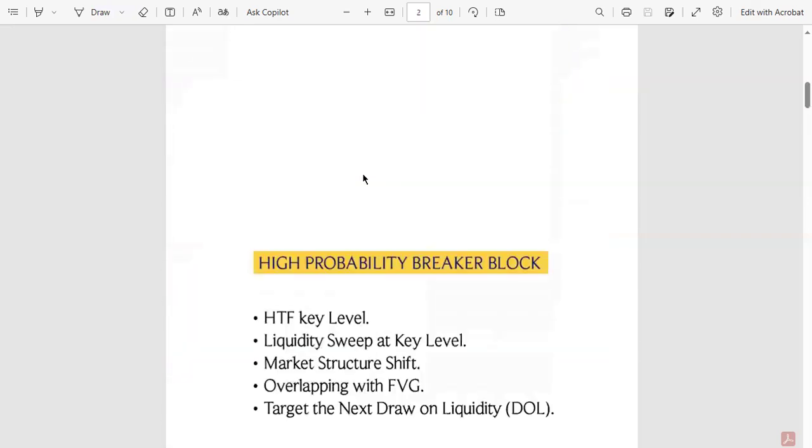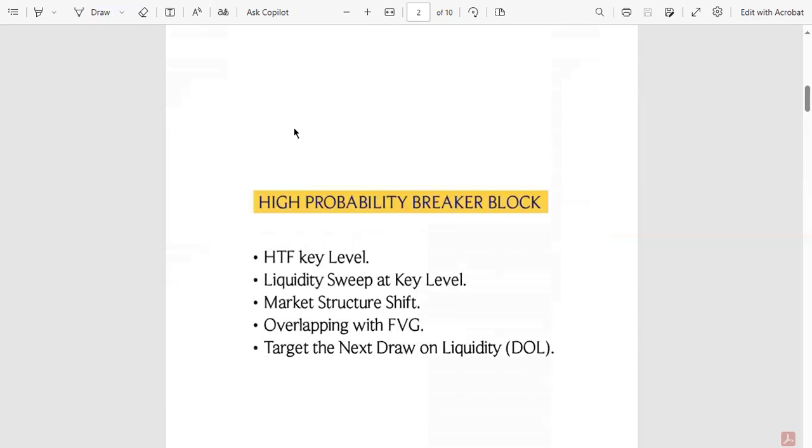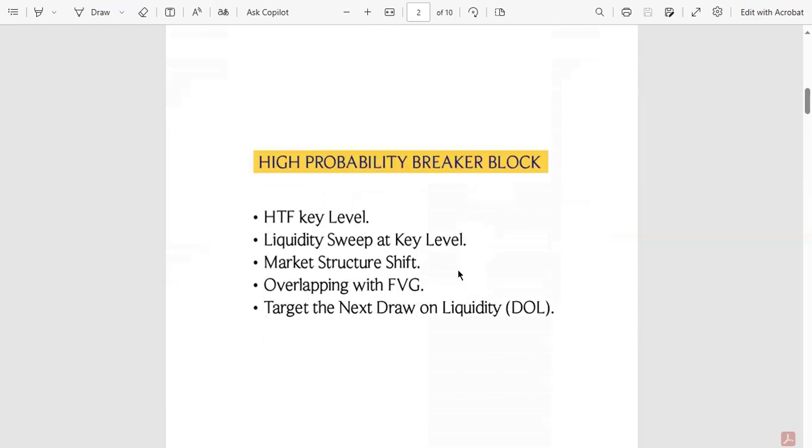Now let us focus on this part here about the high probability breaker block. We already know what a breaker block is. Now there are several steps that we need to follow in order to mark the high probability breaker block. Why am I focusing on high probability breaker blocks? Because this is the type of breaker block that's going to work.